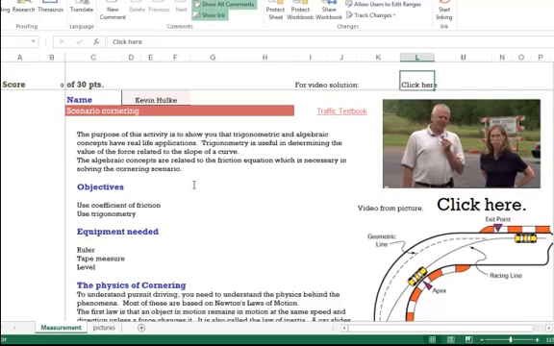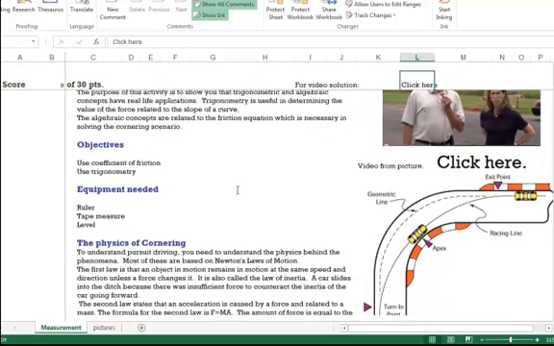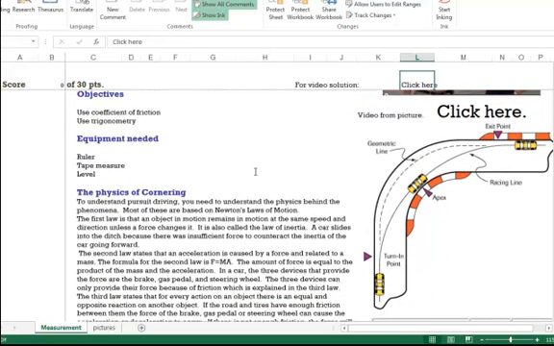The purpose of this activity is to show you that trigonometric and algebraic concepts have real-life applications. Trigonometry is useful in determining the value of the force related to the slope of a curve. The algebraic concepts are related to the friction equation, which is necessary in solving the cornering scenario. So we're going to use the coefficient of friction and trigonometry. We have a ruler, a tape measure, and a level that we use for this experiment.